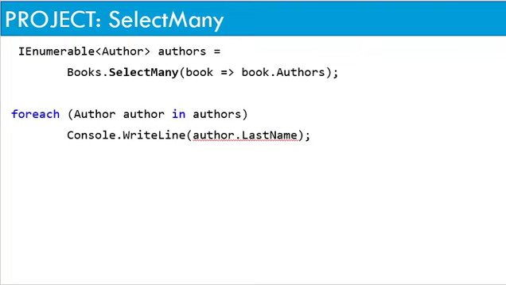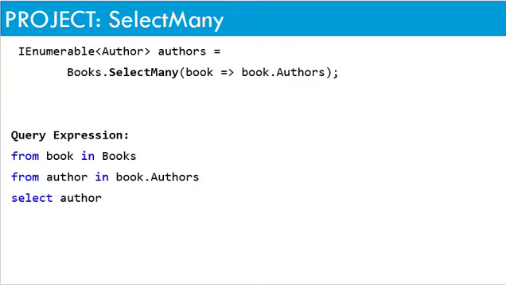Here is another example where select many is used. This example assumes that a sequence of books exists and each book object contains a sequence of author objects. The lambda expression in the select many operator returns a sequence of authors to the result sequence.